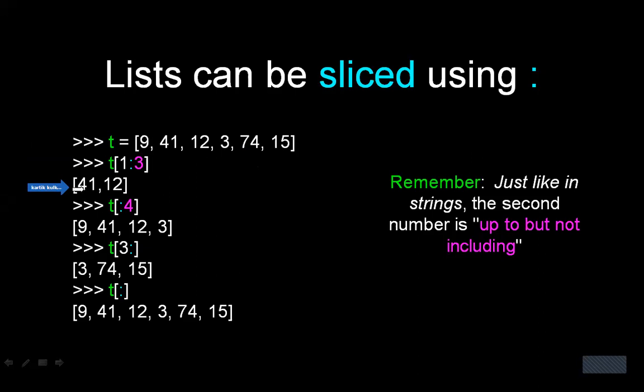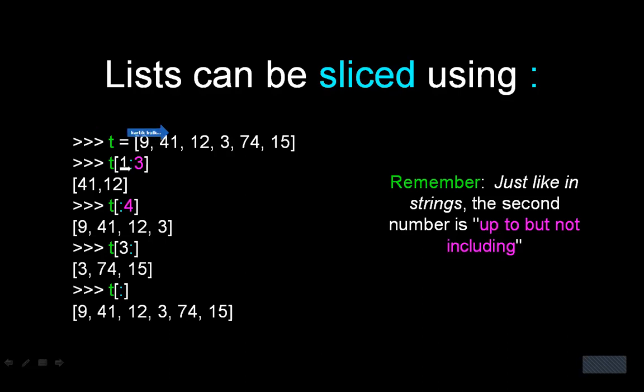Why 41 comma 12 is displayed as the output is because I have specified the index number 1. Obviously you know that the index number starts with 0, that is, 9 has index number 0, and 41 has index number 1.